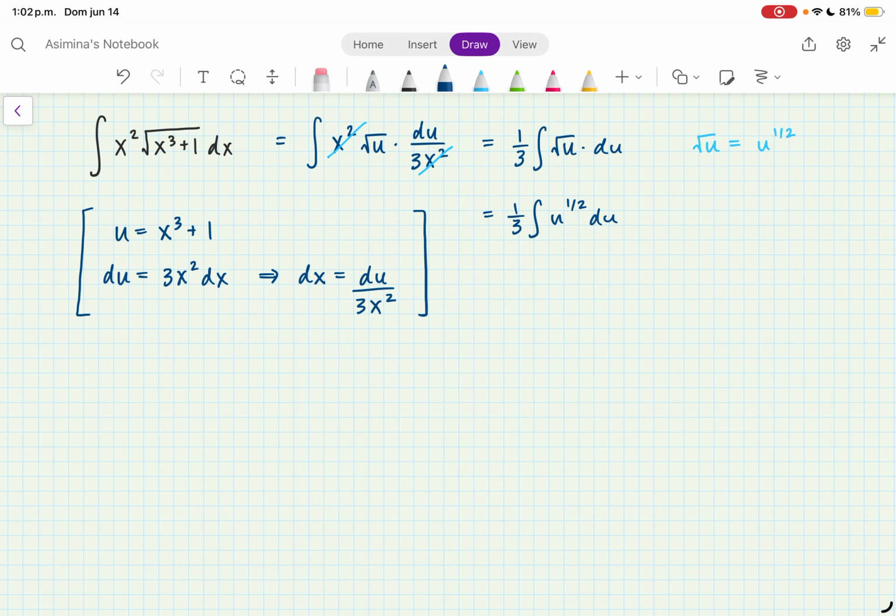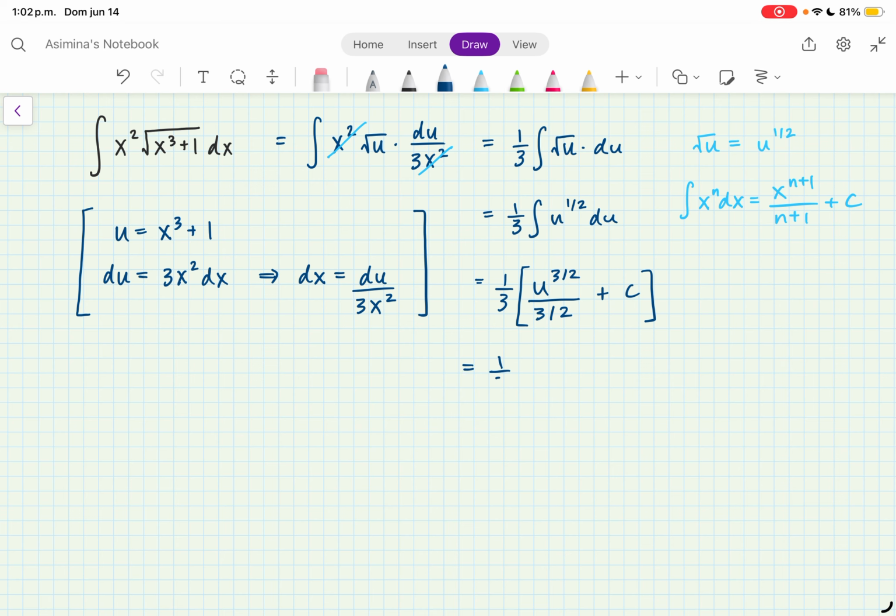Now what is the antiderivative of u to the 1/2? Well, I can use the power rule for antiderivatives. So what does that tell me? That tells me that the integral of x to the n dx is equal to x to the n plus 1 all over n plus 1 plus c. So in our case, n is 1/2. So what does this become? This becomes 1/3 times u to the 1/2 plus 1, that's 3/2, all over 3/2, and then can't forget our plus c.